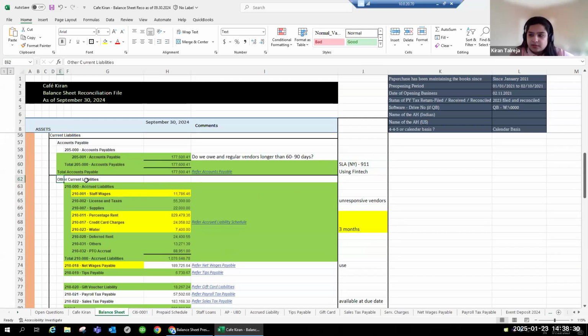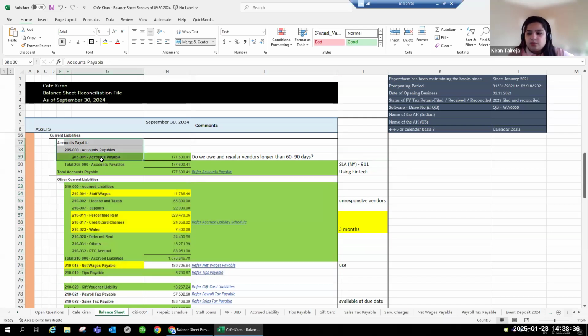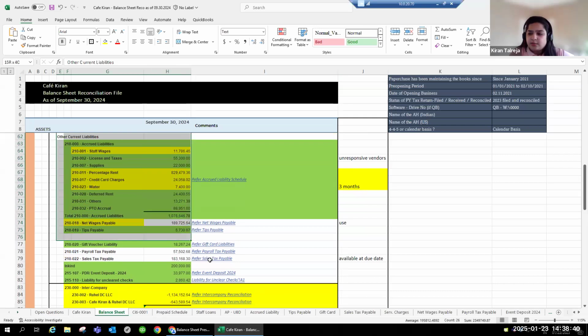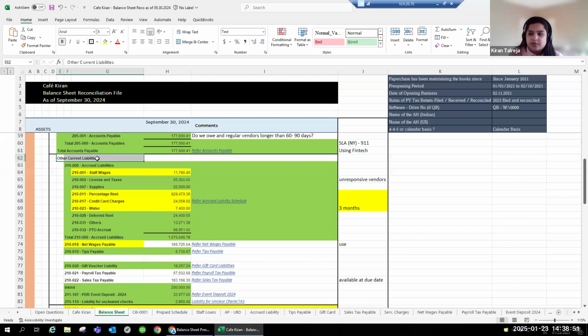Coming to all the other current liabilities, again, classification is subject to how you prefer it, but typically we classify into accounts payable and all the other current liabilities because there are a lot of reconciliations that we do for tips, for service charges, for net wages payable, for any PTO accruals. So that's why all of that is right now clubbed in my balance sheet under other current liabilities.